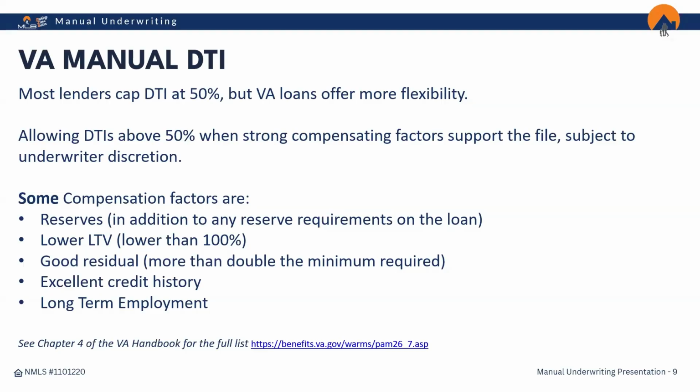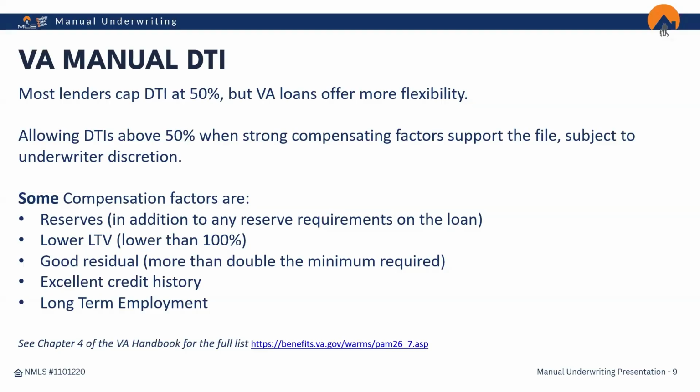It's up to that individual underwriter, after looking at the full picture of that borrower's financial situation, if they will allow something to go into those higher DTI ranges on VA. Some examples of those factors include additional reserves on top of what VA already requires. So remember, VA requires 1 month. If they have multiple months of reserves, that can go into play for those compensating factors.